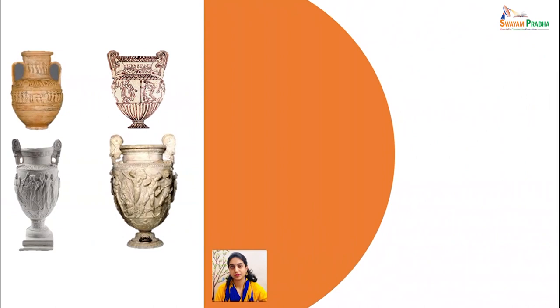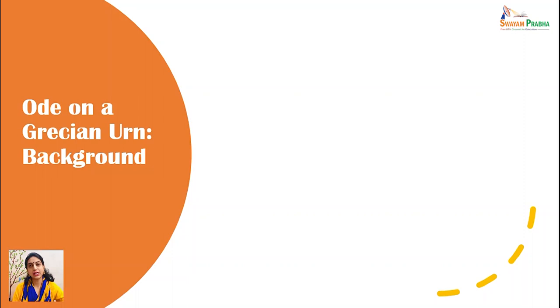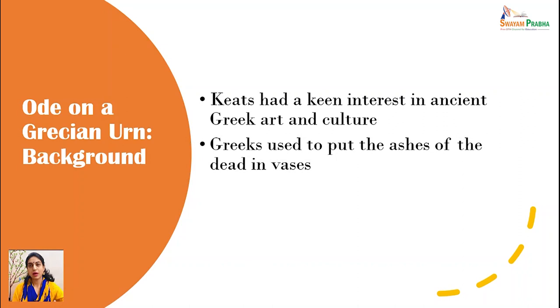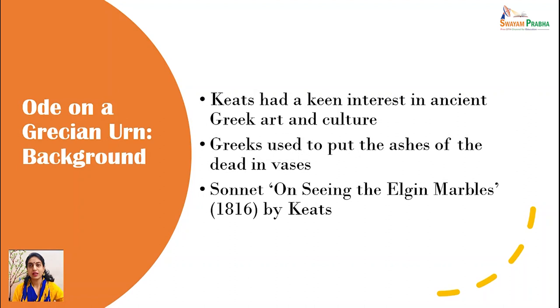Keats was highly influenced by the Greek art and culture. And in 1816, he came up with a sonnet on seeing the Elgin marbles, which are marble sculptures from Greece, and Keats was awestruck with them when he saw them during his visit to the British Museum. Similarly, the present poem, Ode on a Grecian Urn, also speaks of a vase made of marble with Greek reliefs on it.